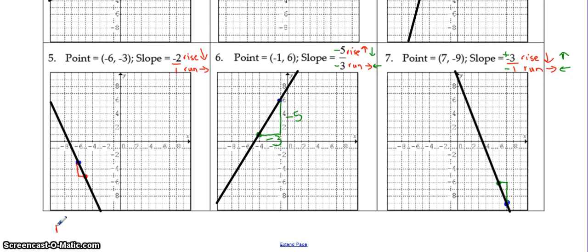So what you want to remember is when your rise is positive, it means you're going to go up. If your rise is negative, you're going to go down. If your run is positive, you're going to go to the right. And if your run is negative, you're going to go to the left. So those are your movements with your slope, with your rise and your run.